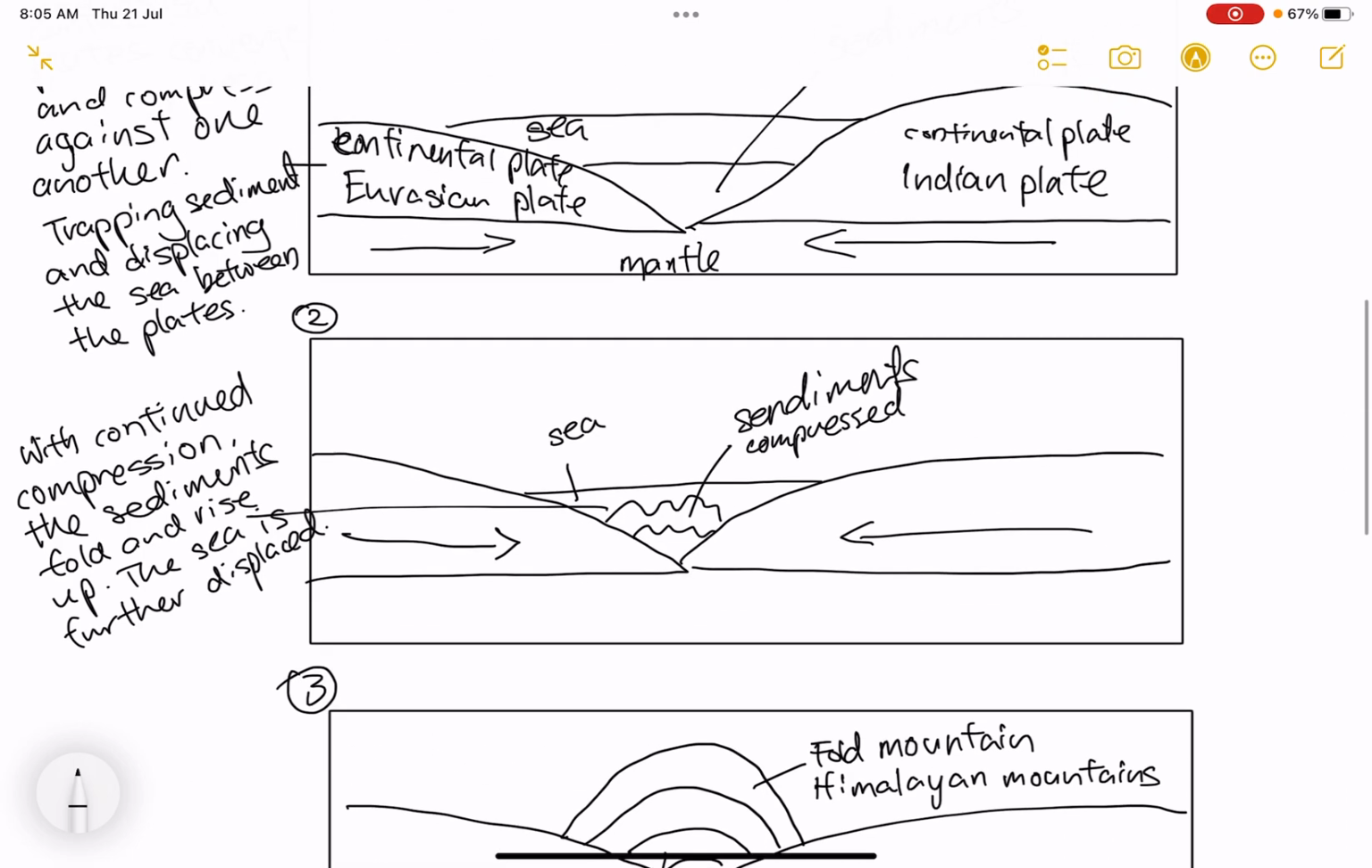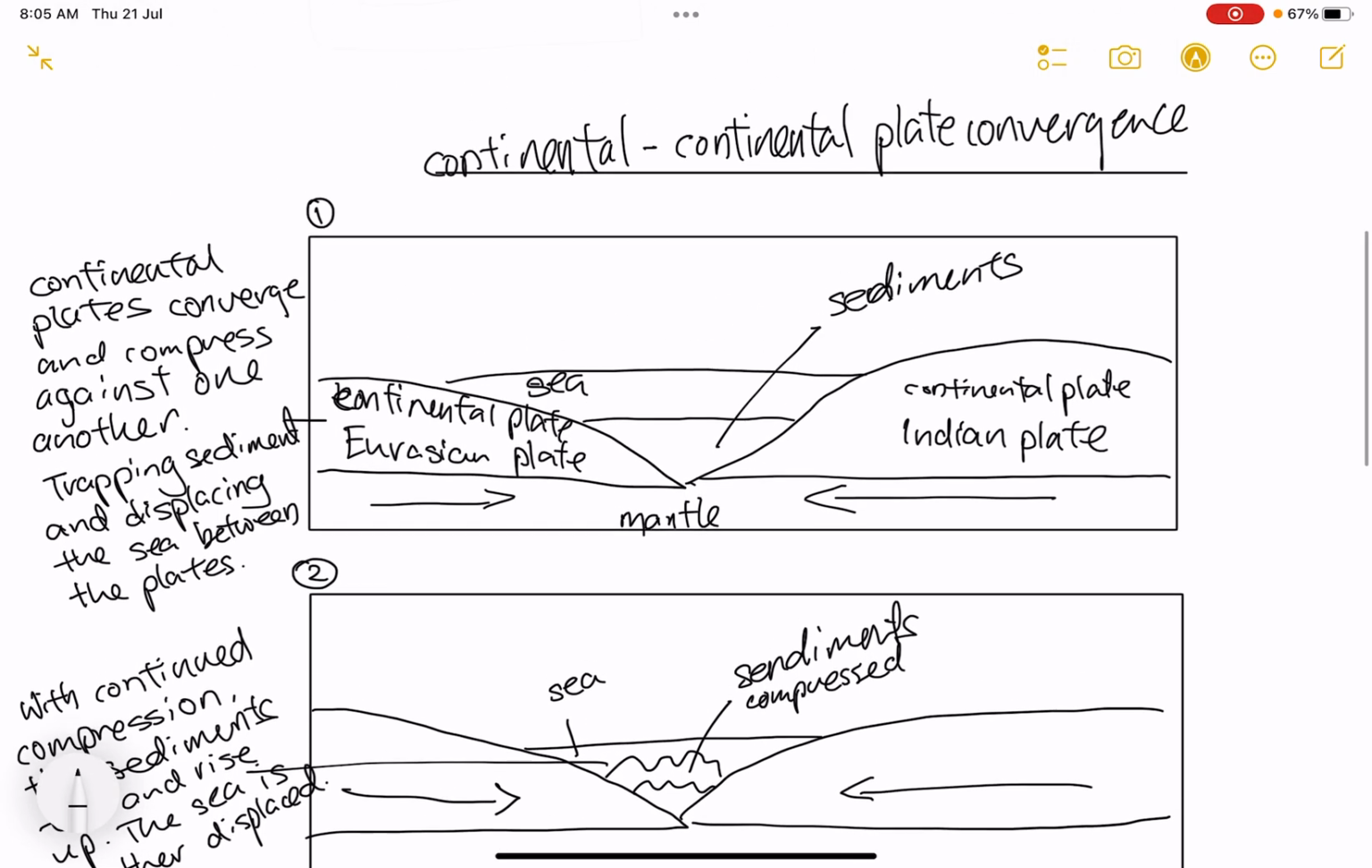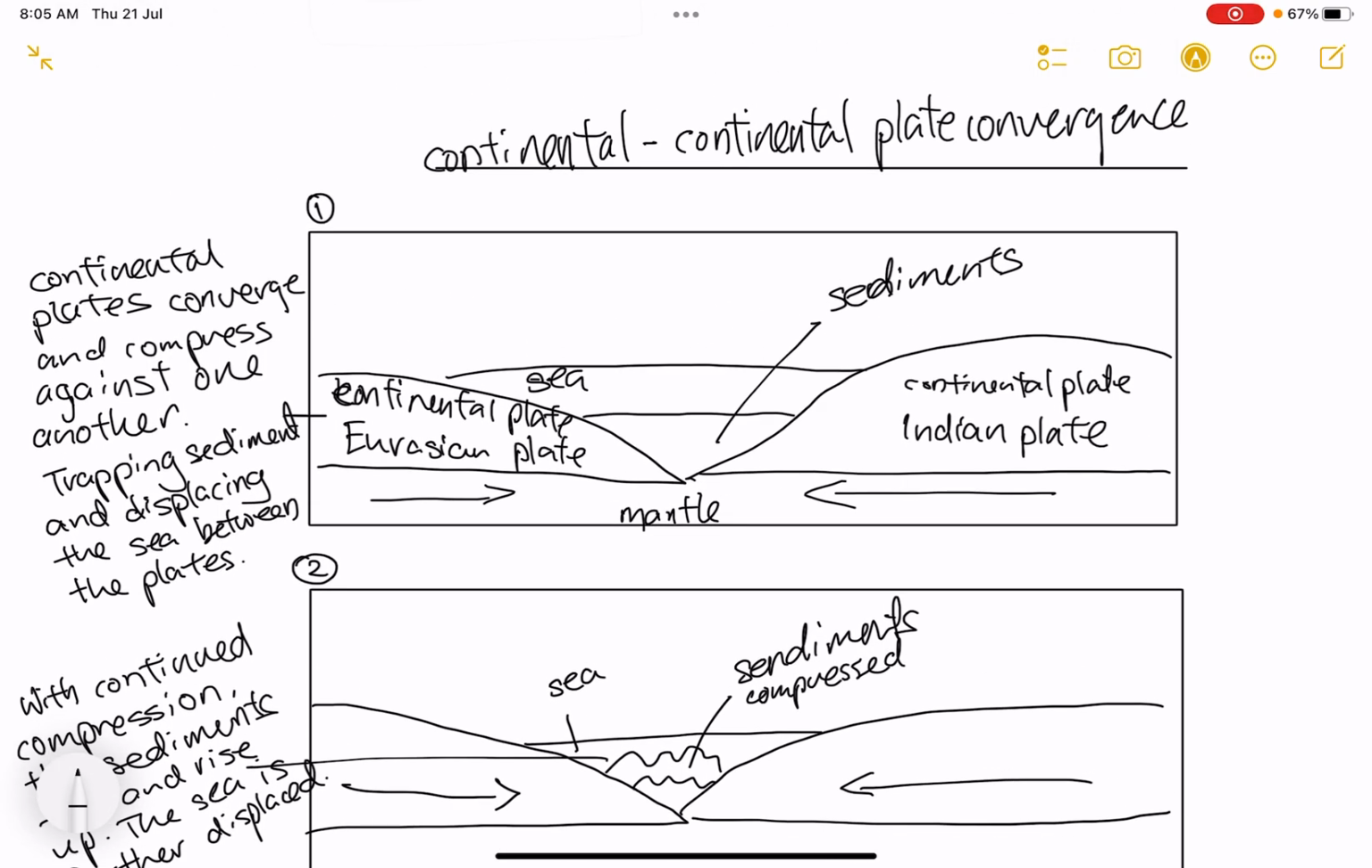So with that, we've come to the end of this particular sketching exercise. Please stay tuned with me as we go through a little bit more about the details of continental plate convergence in the next video.